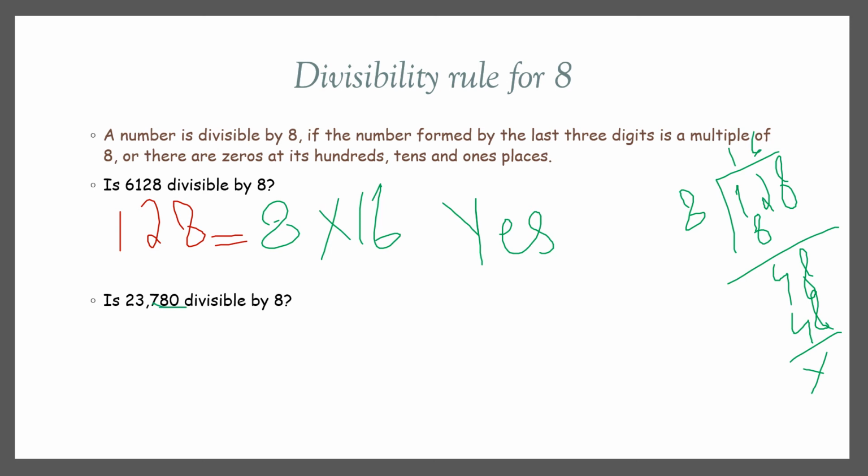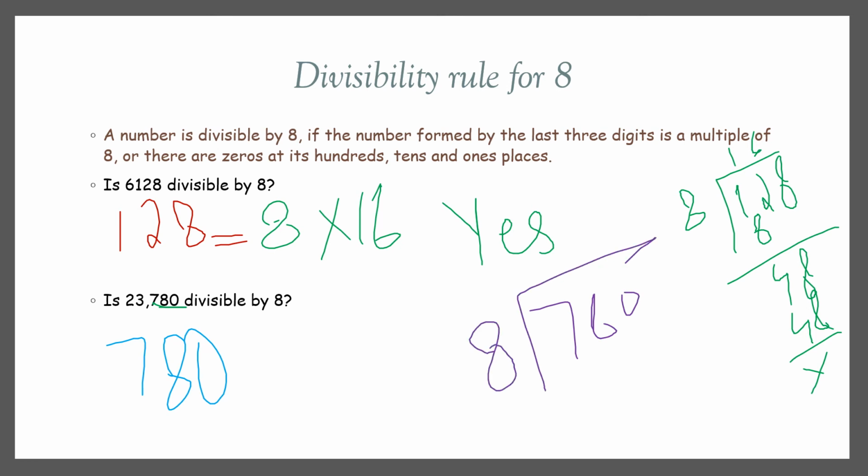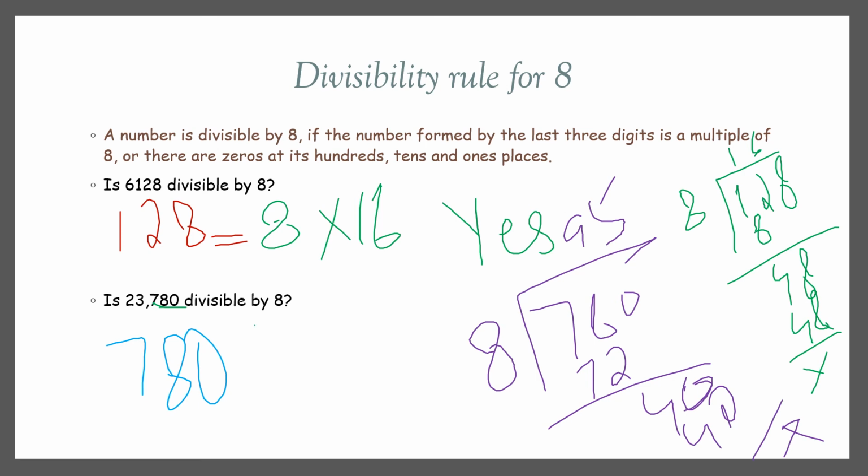Here the last 3 digits are 780. So let's see, 8 nines are 72, 8 tens are 80, not 80. Here the remainder is 4. So 8 fives are 40. So yes, 23,780 is also divisible by 8.